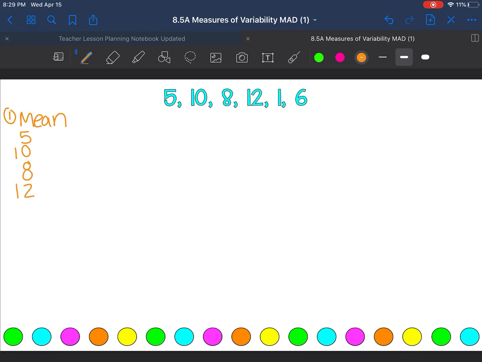So let's find the mean. Let's add up our numbers. So I have 5, 10, 8, 12, 1, and 6. So let's add them up.